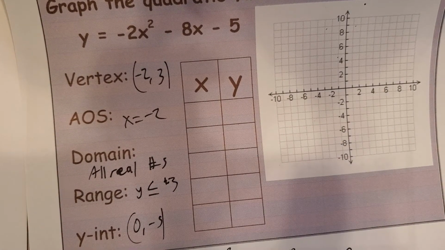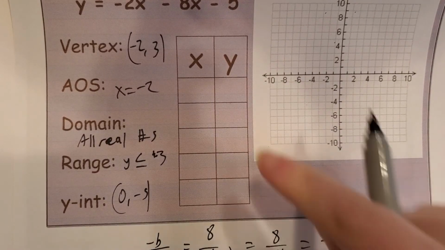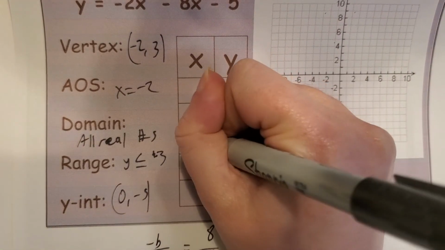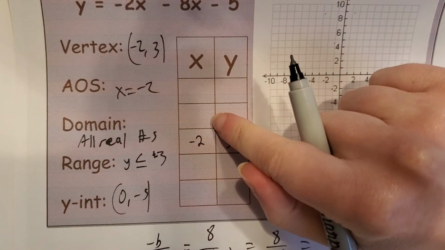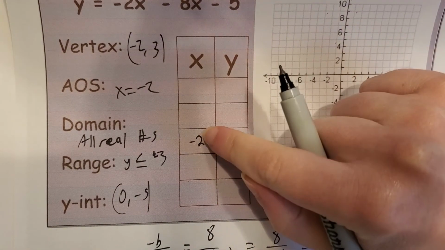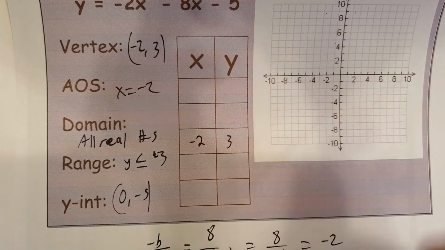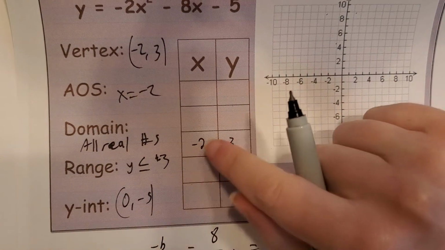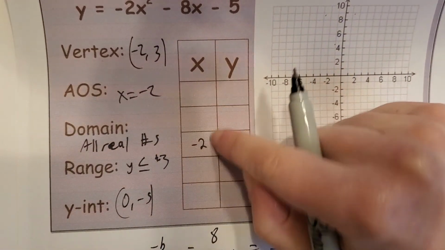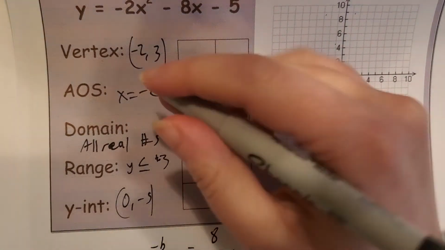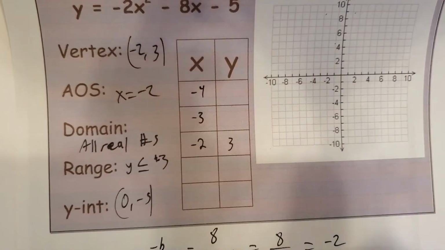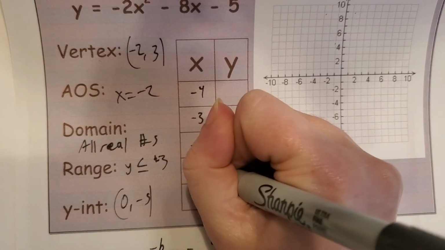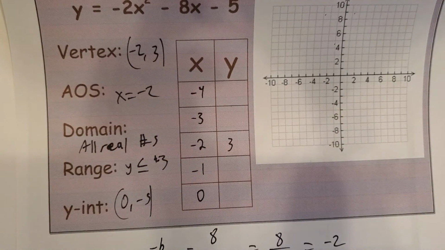All right. Now the table is set up exactly the same way, 5 rows, so we're going to put the vertex right in the middle. And we're going to pick 2 x values smaller than negative 2 and 2 x values bigger than negative 2. Again, technically you could pick whatever you want. I would just stick with counting down and then counting up. So in this case, I would go smaller than negative 2, and I would say negative 3 and negative 4, just continuing to count, and then negative 1 and 0.